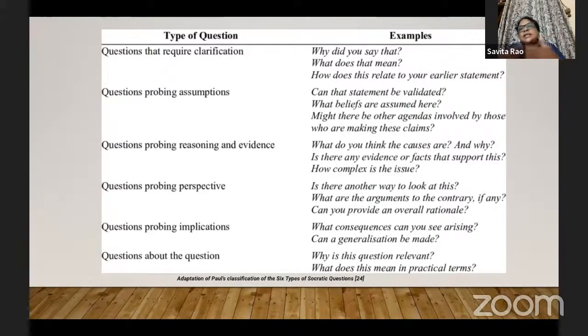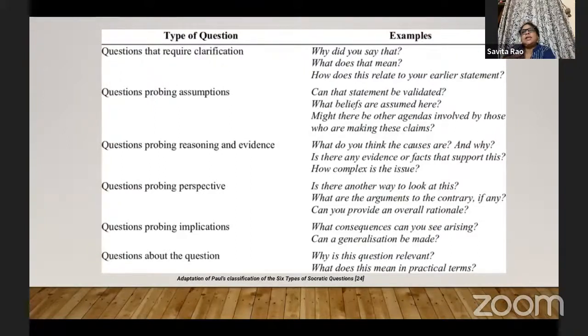Similarly, probing assumptions. This usually happens when we make certain remarks about anybody's dress. You could make a very casual remark just looking at a person and say that I think that person doesn't belong to this country or doesn't belong to this place. So that is when you are trying to find out what led to that kind of an assumption. So you are putting questions like, how can you validate it, or what made you think that that person doesn't belong to this country or this city? So you are putting those questions.